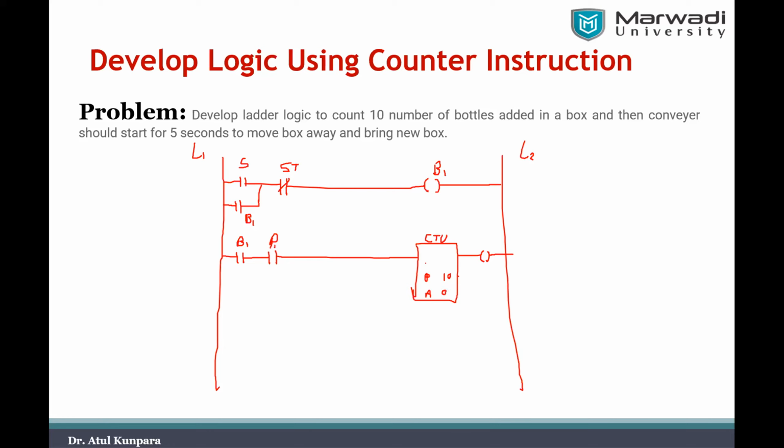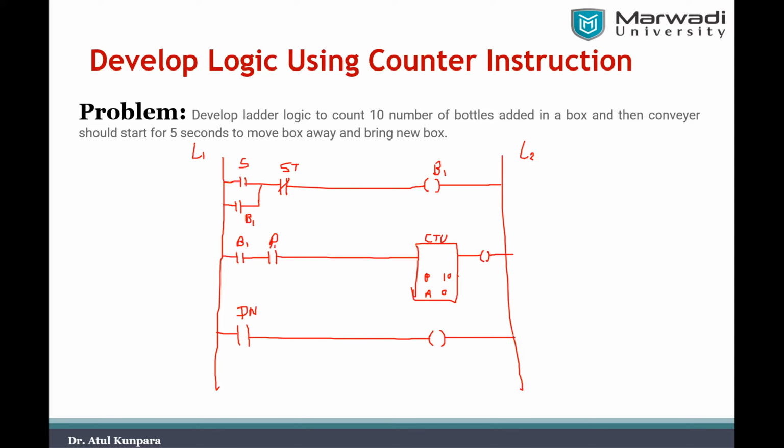Now, whenever this counter done bit is going to be enabled, first of all, you have to keep your motor in stop condition. After this count is completed, you will be able to utilize this done bit. I'm just putting here DN, right? It is the done bit of that counter I'm using here, and that is going to start your conveyor belt.